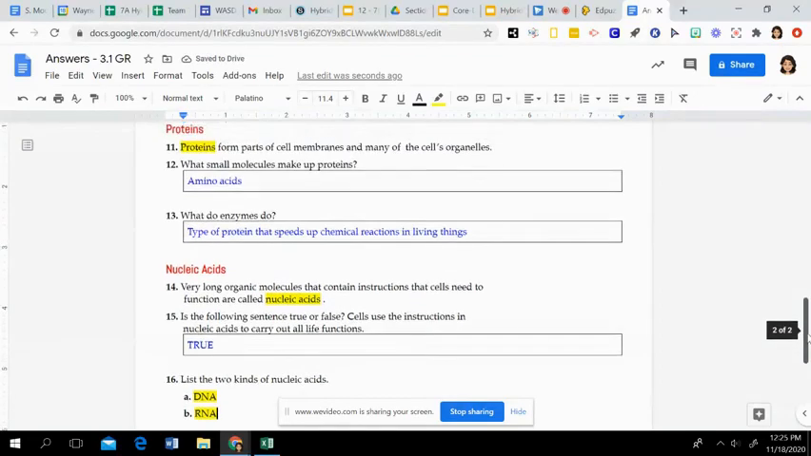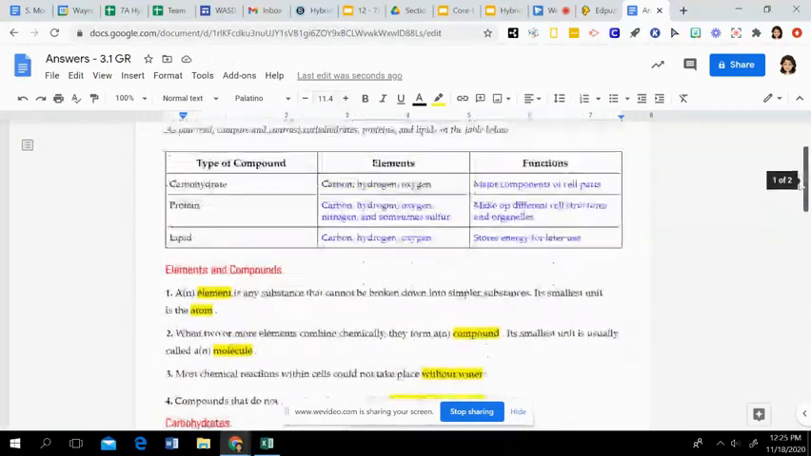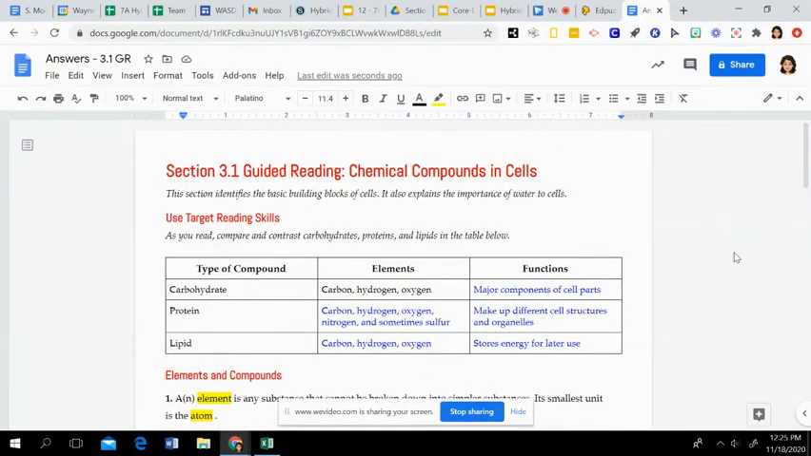Once you have these all filled in, please make sure you have this guided reading submitted. Make sure you're checking your Chapter 3 key terms as well, and then you are good to go unless you need to catch up on any other work for today. Have a good one.